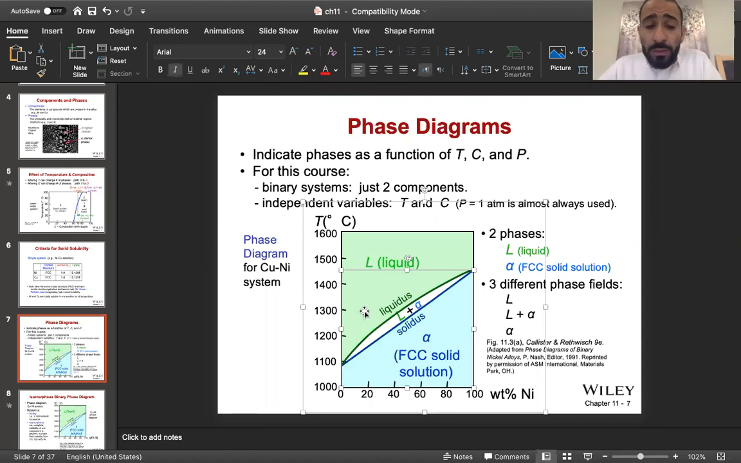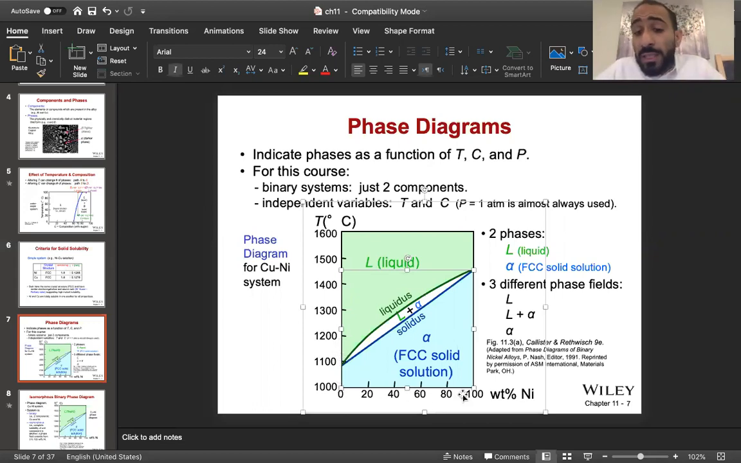Another important point is at 0% nickel, you have pure copper. Notice that for pure copper, the melting temperature is around 1100 Celsius. That means below it you have a solid phase, and once you heat it above 1100, the solid phase is going to transform to liquid phase.